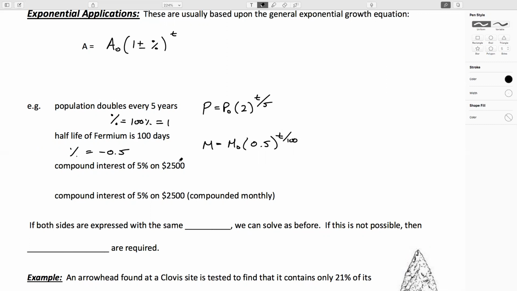Compound interest of 5% on a $2,500 purchase. This one, we can use our compound interest formula, A equals A naught times 1 plus 0.05. That's your 5%. We could assume it's compounding annually, to the power 1 times time.